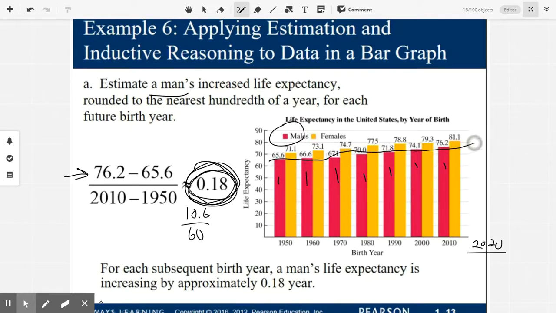Notice the male's is going up. Where's it at right here? Okay. Well, that's going to be 10 years past this last one. So what I can do is I can say, okay, if it's going 0.18 every year, 0.18 times 10 is 1.8. So that means in 2020, it's going to be 1.8 years more than this year right here, which was 10 years before, which was at 76.2. So all I've got to do is take 76.2 and add 1.8.